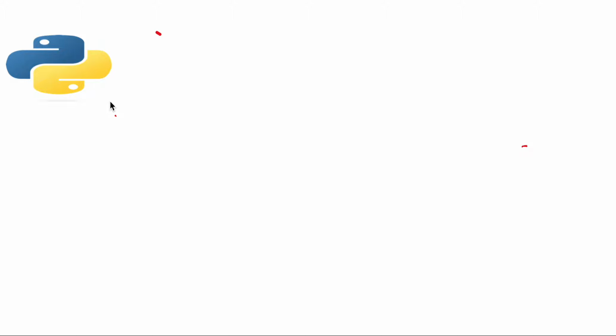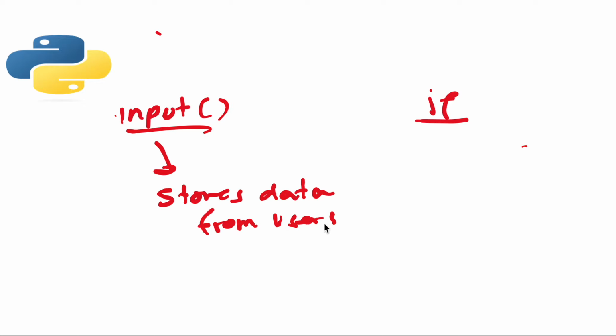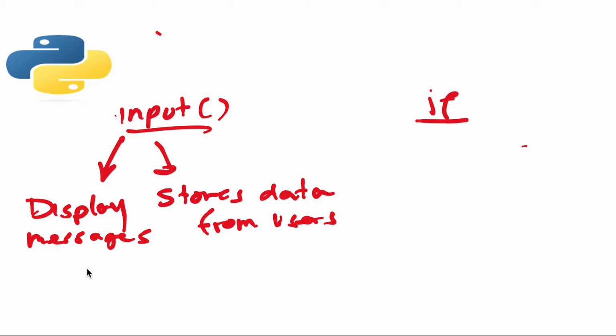Today we're going to learn about two things. We're going to learn about the input function and the if statement. The input function stores data from users. When I say users, I'm talking about pretty much anyone that uses your code. On the other hand, it can display a message or messages for such users. So it does those two things.